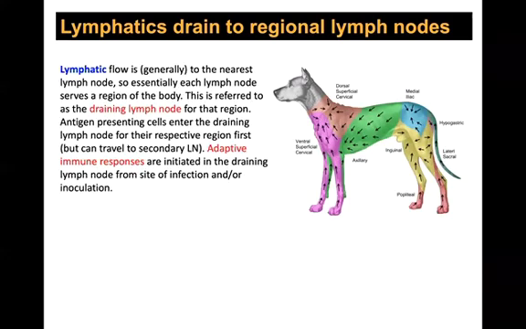Now, I have a Great Dane who's currently whining to go outside, but I like this picture because it's the best one to show how the lymphatics move. So the lymphatic flow is typically to the nearest lymph node. Now it can go from that lymph node to the next one, but that's called the draining lymph node.